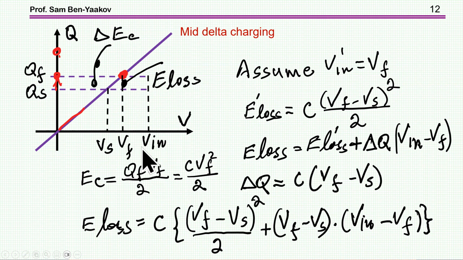So let's do now here a sanity check. Let's assume that V in is actually Vf, okay? So this difference is 0. Then V in minus Vf is 0. Then this term is 0. And we get the expression we got before, delta V squared over 2.